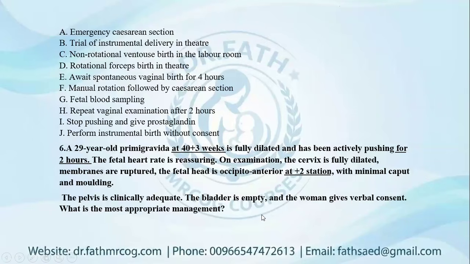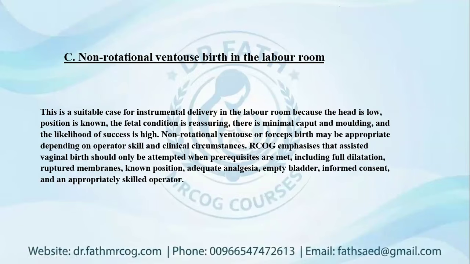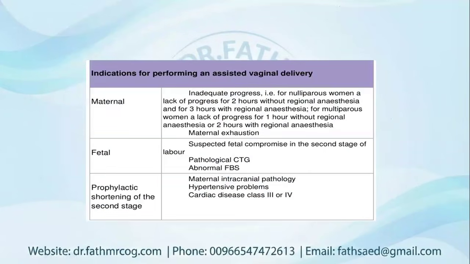And if you feel this patient will not deliver, deliver in the theater, because you will convert to cesarean if the patient does not deliver. Here, the position is non-rotational ventouse in the labor room. And if you have a bad CTG and the head is down, also try to deliver in the labor room. And we deliver the patient in the theater if the head is high and the CTG abnormal, because we may convert.